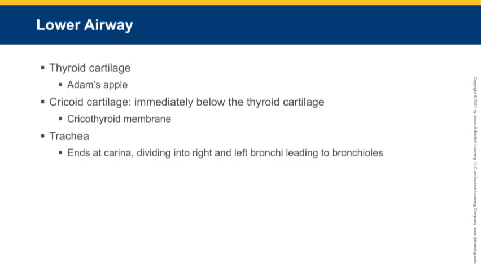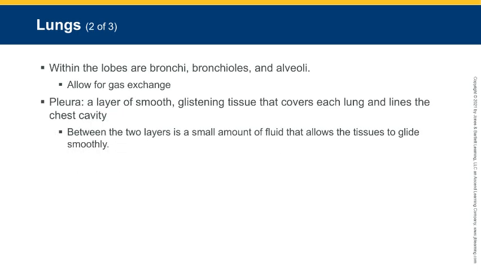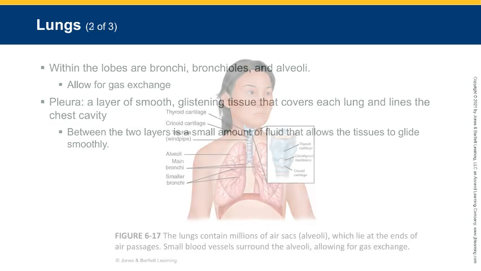The lower airway includes the thyroid cartilage, cricothyroid membrane, and trachea, which divides into the bronchi. The lungs are held in place by the trachea, arteries, veins, and pulmonary ligaments, and are divided into lobes. Within the lobes are bronchi, bronchioles, and alveoli, which allow for gas exchange.